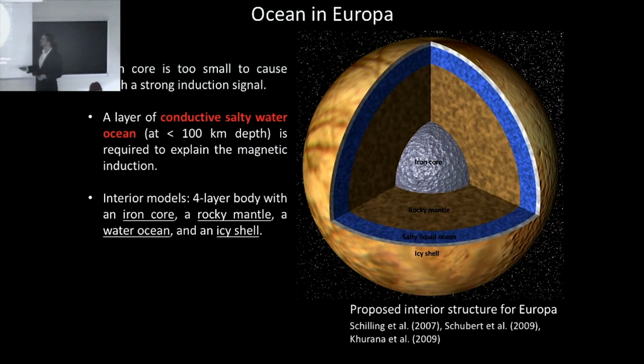Then they found that the iron core is too small inside the satellite to produce such a strong signature of magnetic induction. So it was concluded that it is an ocean, and the thickness of the shell is less than 100 kilometers. There are many models that suggest different depths for the ocean. Basically, Europa is made of an iron core, a rocky mantle, an ocean, and then an icy shell.